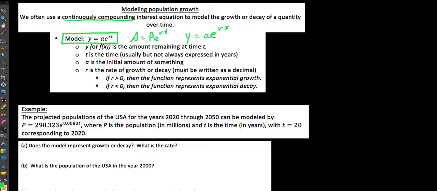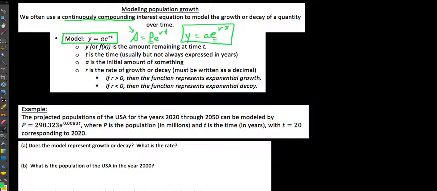Generally speaking, when we look at continuous growth models, we have our natural base as the base of our exponent. When we looked at this with finance, we said that the amount at a given time t is equal to what I started with times e to the rate times time. So when we look at these models, some things we want to acknowledge are these. y, or f of x, or A here, represents the amount remaining at a given time t, which is usually but not always expressed in years.